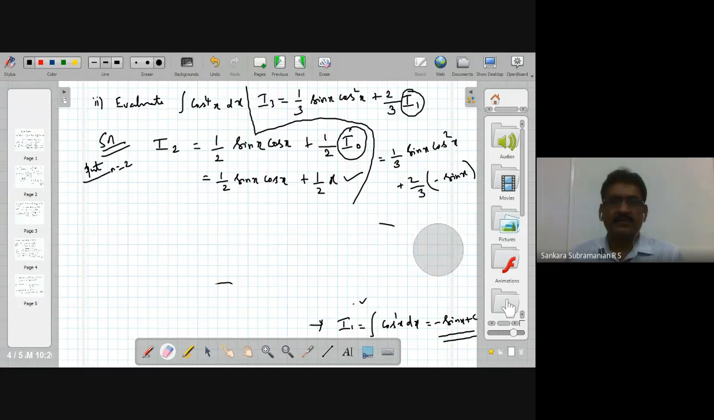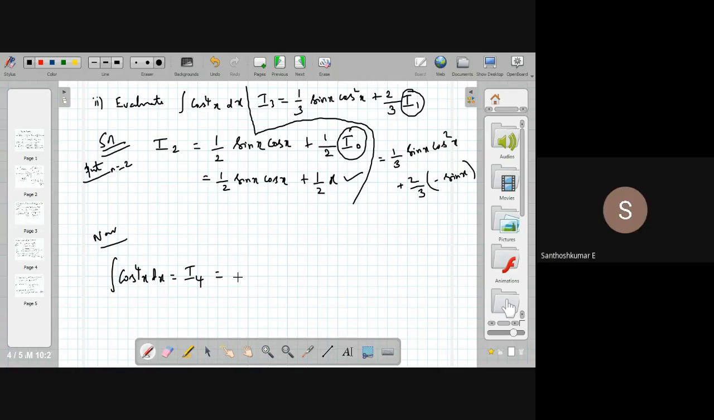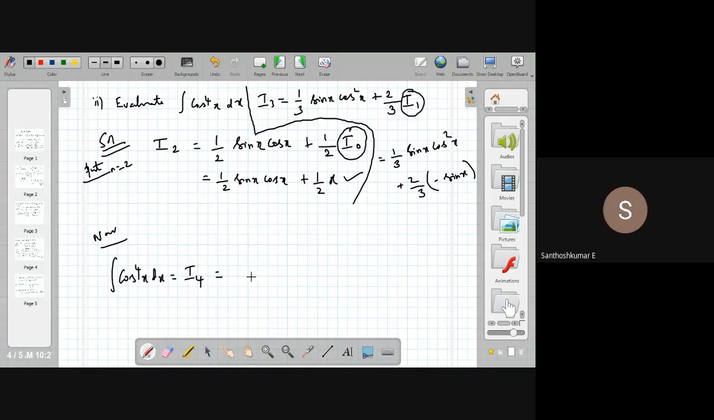So you just find I2 and I3, and after that find I4. Now integral cos power 4x dx is equal to I4. What is I4? Put n equal to 4. Tell me by putting n equal to 4. Sir, is I3 needed for this sum? Is I3 not needed for I4? It is not needed at that place. Yes sir, when n minus 2 comes, 3 is not needed.